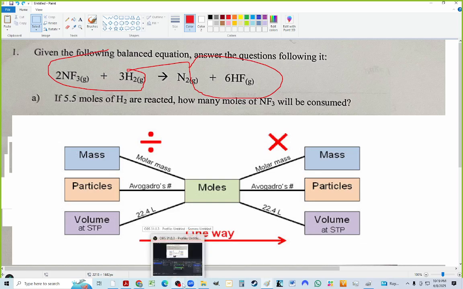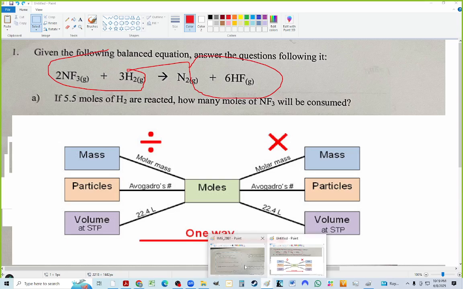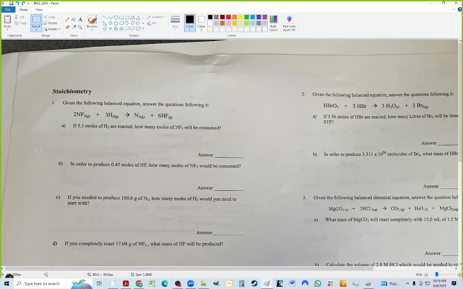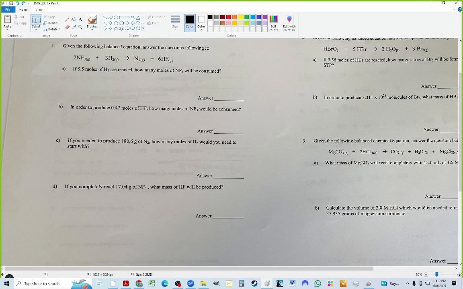And you're going to save yourself some hassle just by understanding, oh, every time I have to do this method. And when they give you these questions coming up, it's just to practice getting one way there. Now, I want you to identify on the mole bridge on these next questions.